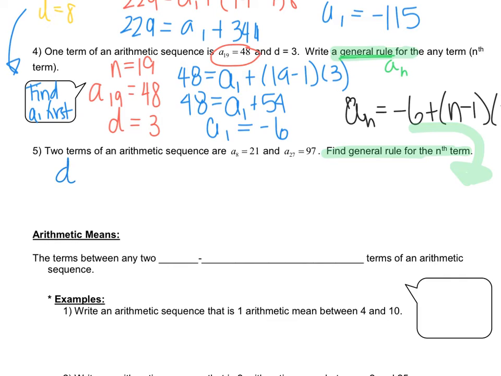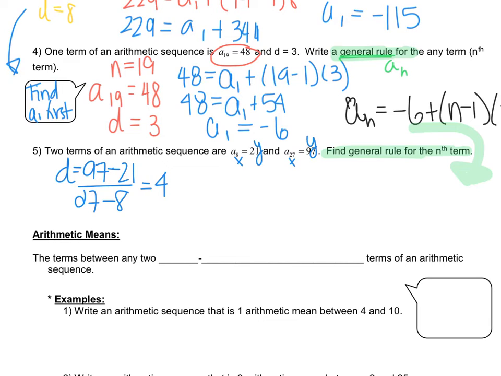So d is going to be 97 minus 21 all over 27 minus 8. So think of these as like the y's, and then these are the x's. Okay, and you should get d to equal 4. Okay, so it's going to be a 3-step problem now, because we still don't know what a1 is to write the general term.